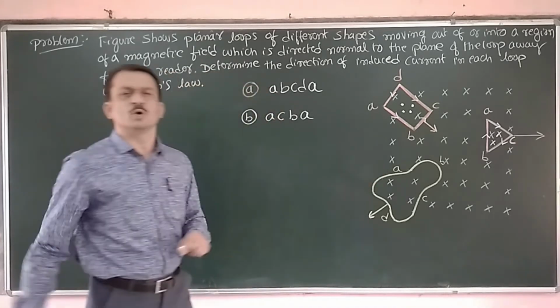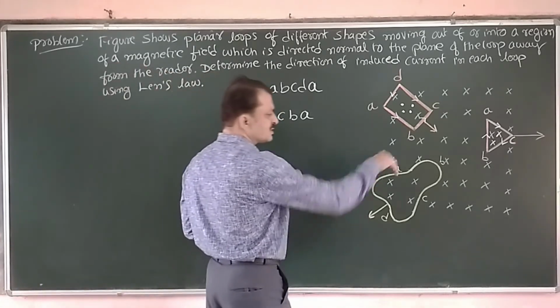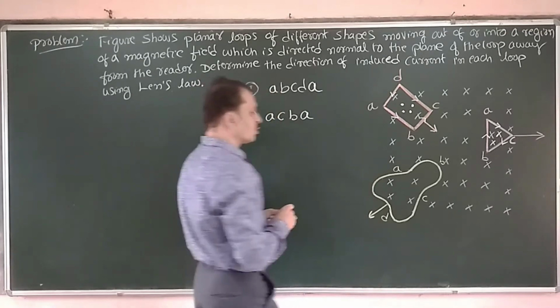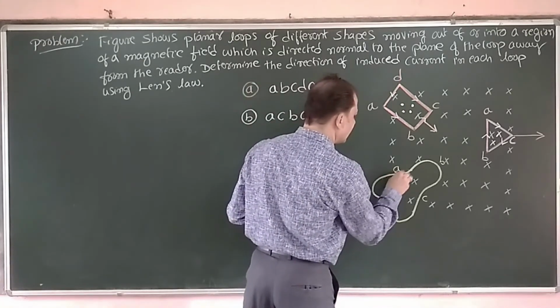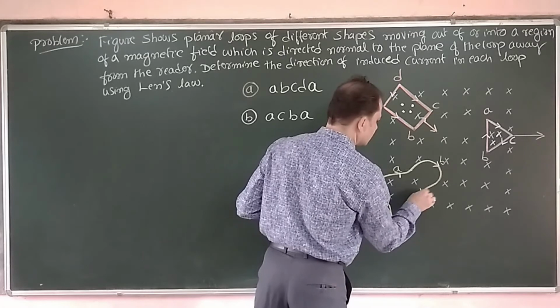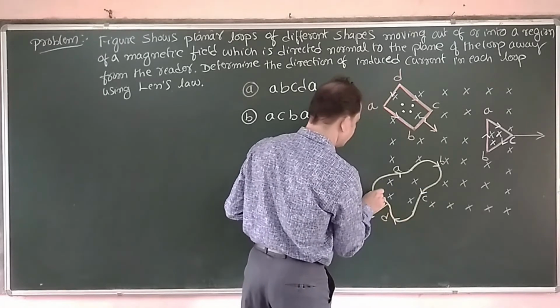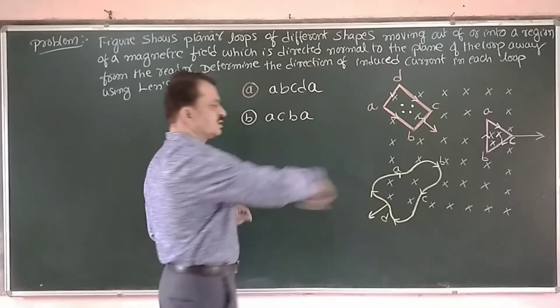The field due to that current should be into the plane of the board. So, into the plane of the board, once again applying the right hand rule, now here the direction of current is along this way. It is along this way.